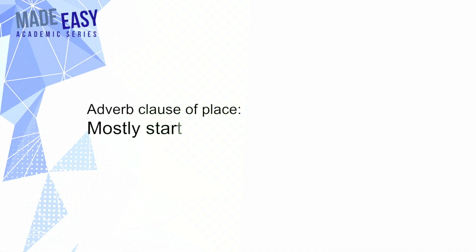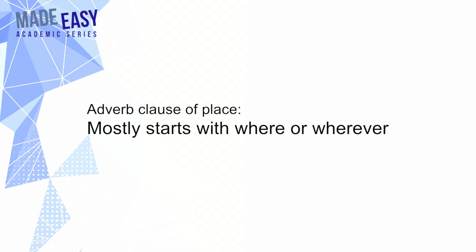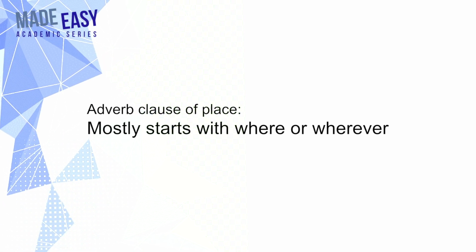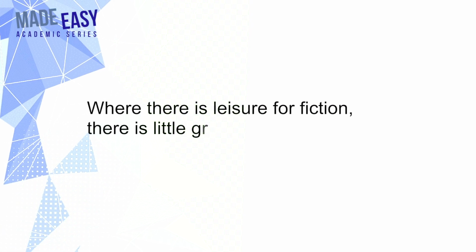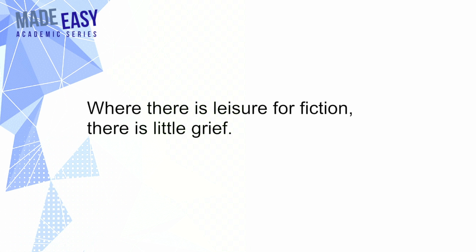Coming into detail on the different types of adverb clauses. Of place, that's number one. This is something that you've already seen in the above examples. It gives you a sense of place. So words like where, wherever, whereas, etc. must give you a sense of the place. For example, where there is leisure for fiction, there is little grief. So this gives you a sense of a space or a place, hence it is called adverb of place.